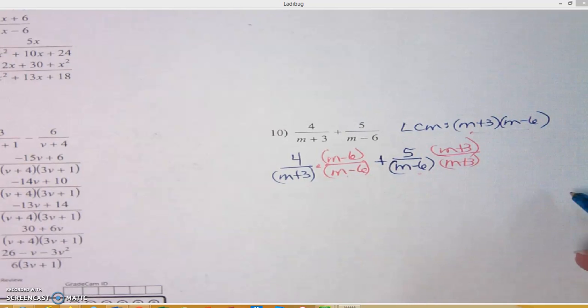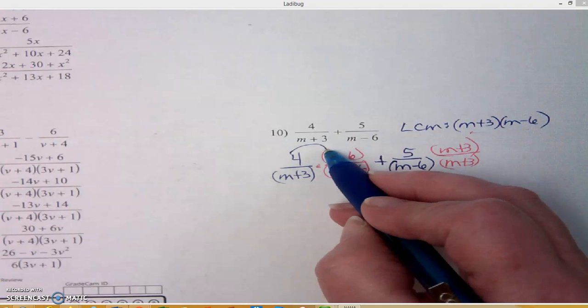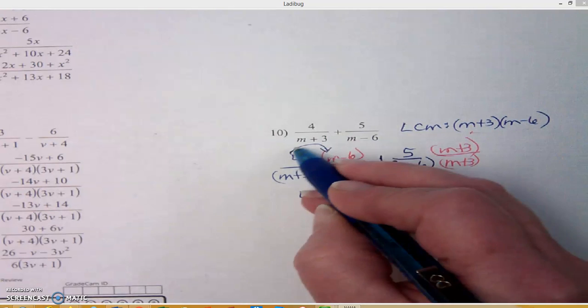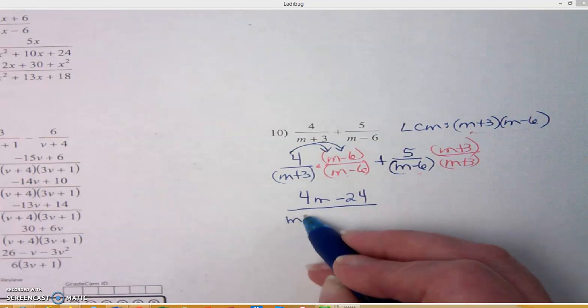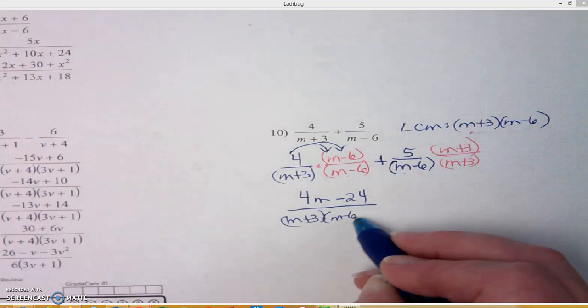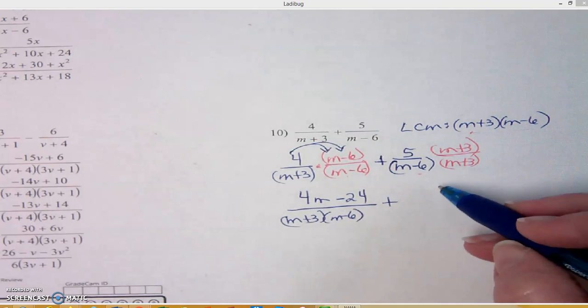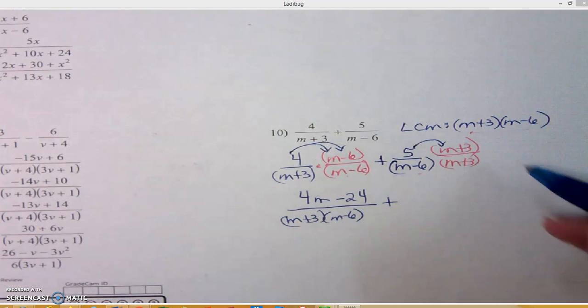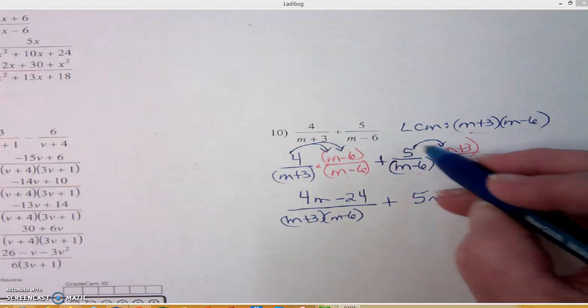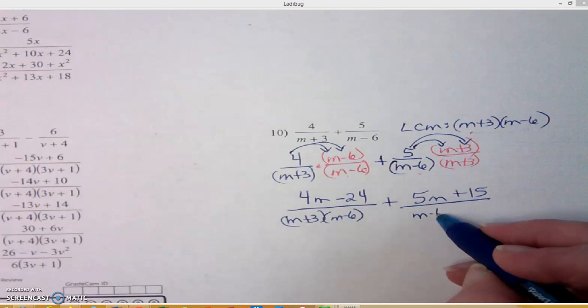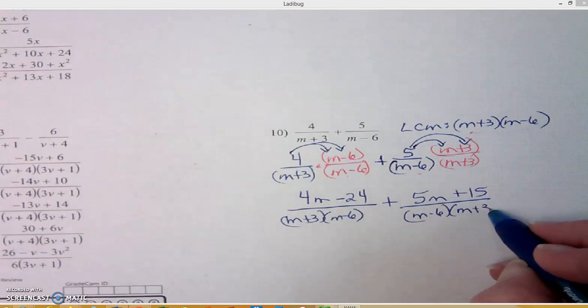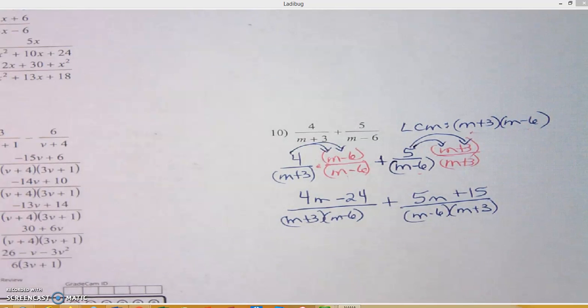So let's multiply our 2 fractions. I'm going to distribute 4 times m is 4m, and 4 times negative 6 is negative 24. I'm going to put that over m plus 3 times m minus 6. And then to that, I'm going to add this fraction after I multiply. 5 times m is 5m, and 5 times 3 is a positive 15. Write my denominator. Now if you notice, my denominators are in different order, and that is okay because it's multiplication, and so they end up being the same.